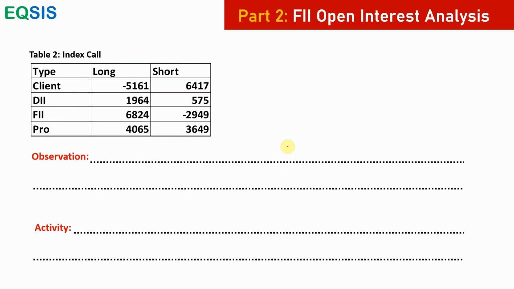If you look at this particular data, what is my observation? It is pretty confusing, because if there is any decrease in open interest, it is very clear that the retail people are reducing long positions.